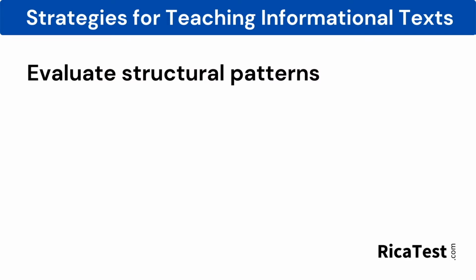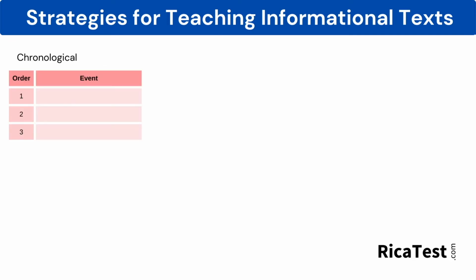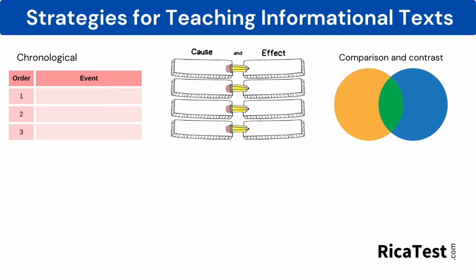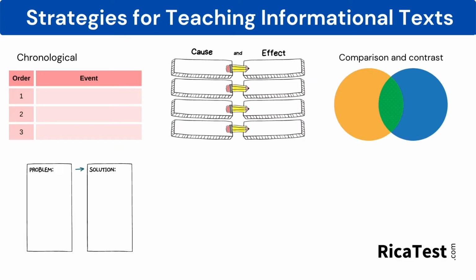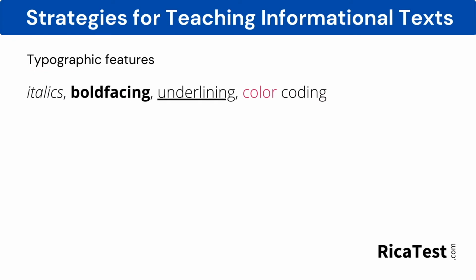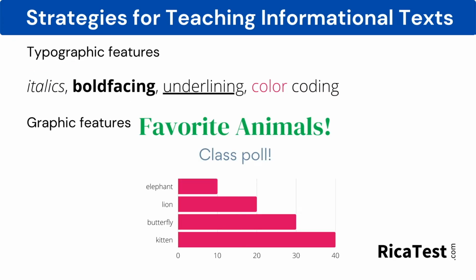The first strategy is to evaluate the text logic and consistency through its structural patterns, such as chronological, cause and effect, compare and contrast, problem and solution, and description. In combination with the student's understanding that text features, such as typographic features and graphic features, all help carry meaning on the page. They're all there because they have a purpose.